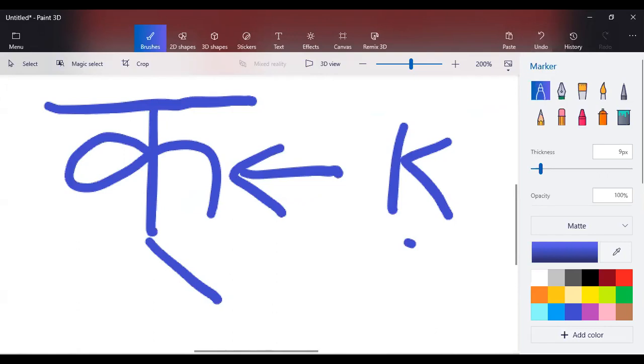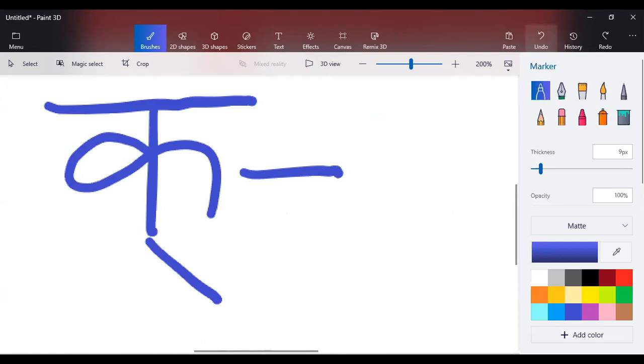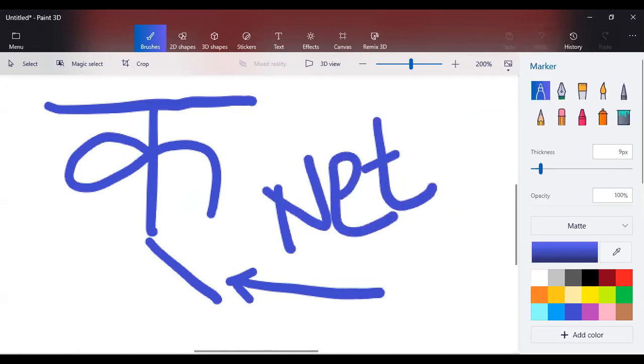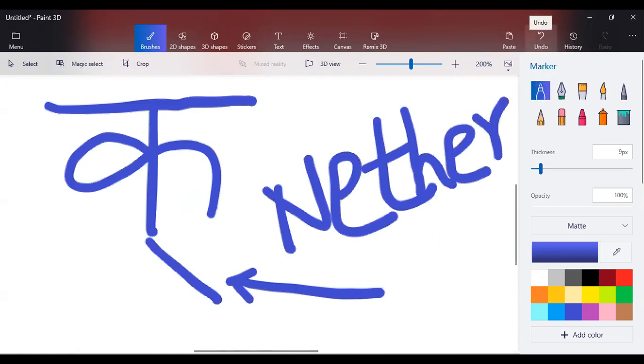And this stroke that you see, in English we call it nether stroke. N-E-T-H-E-R, nether stroke. If you remove the vowel component from the consonant, then the consonant will have a stroke at the bottom. It's a pure consonant and it cannot be pronounced. That is what we are going to see in the next slide. I will show the PowerPoint now.